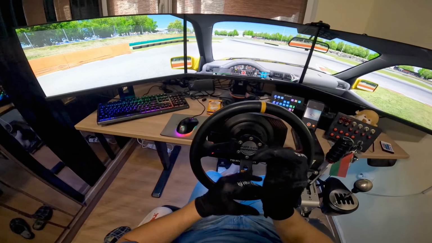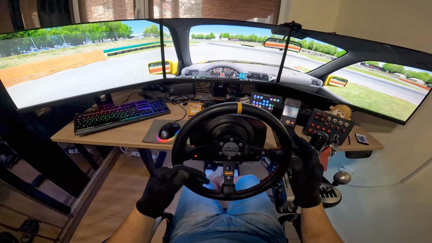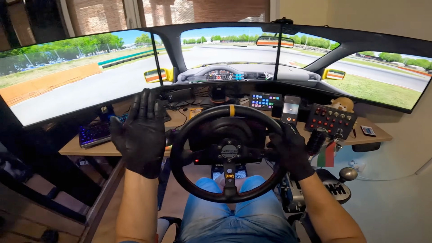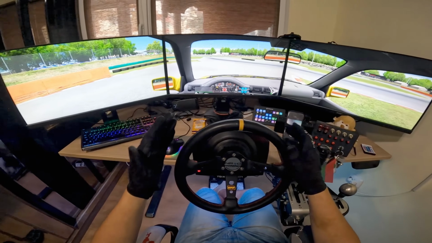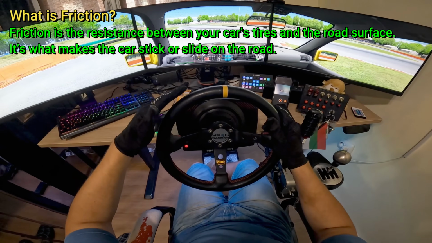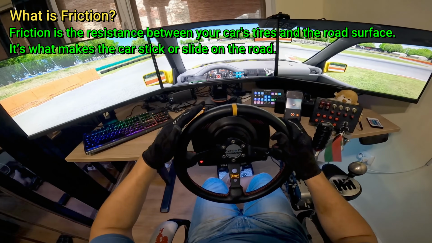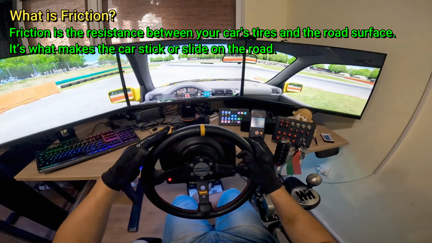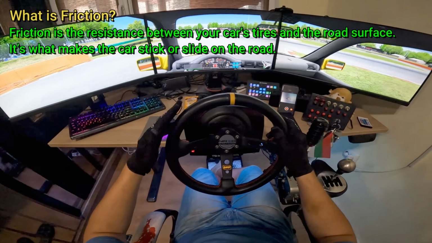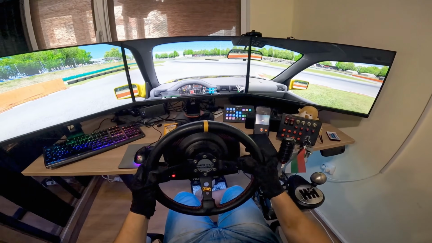Now, to get it straight away, pretty much the first question will be, what is friction? So let's use, for example, this steering wheel, right? Let's say the steering wheel is the road. Let's say my left hand is pretty much the car. So friction is pretty much the resistance between our car's tires and the road surface. This will determine if we will be sticking to the road or will be sliding. That's what the friction will determine for us.